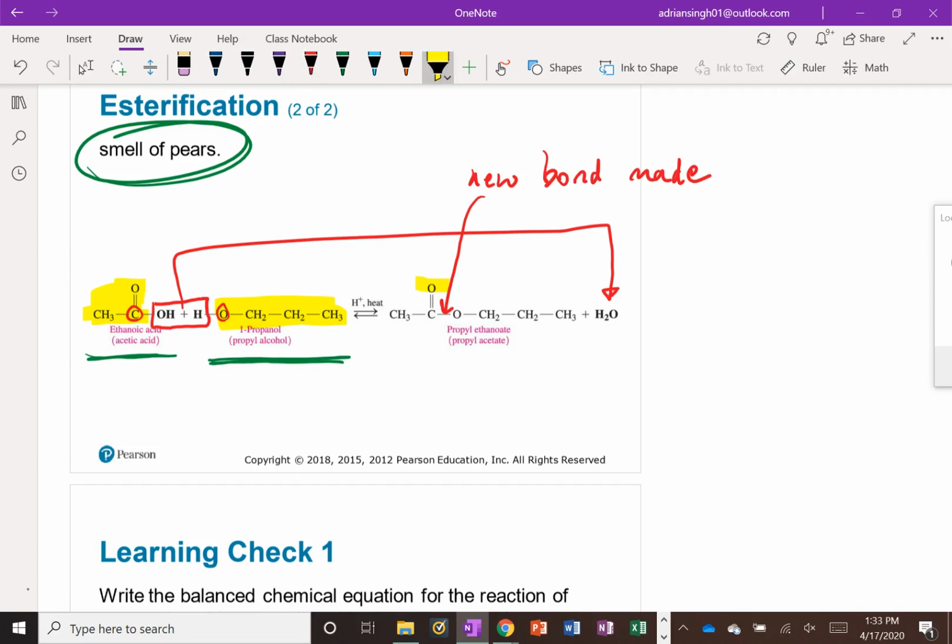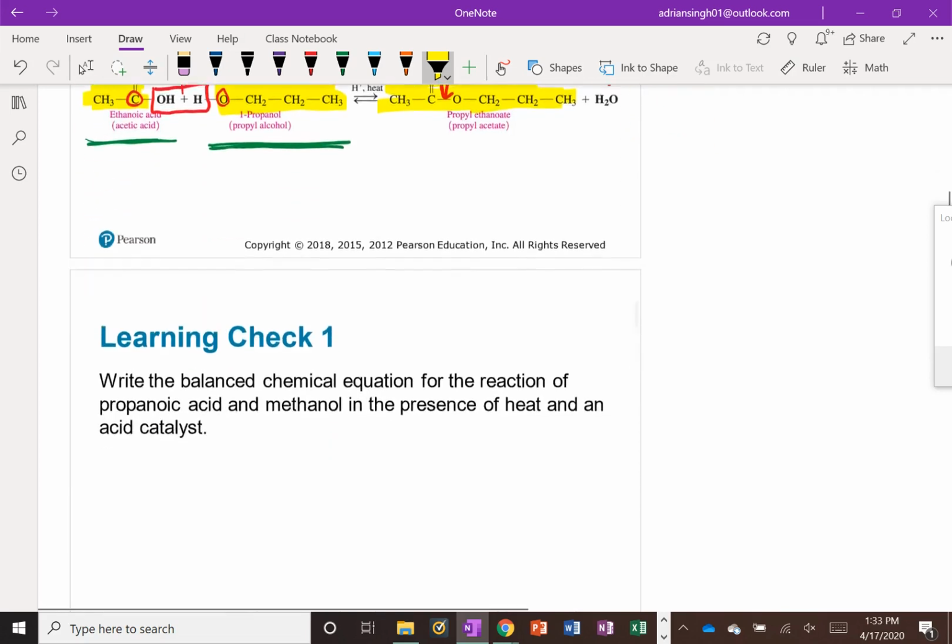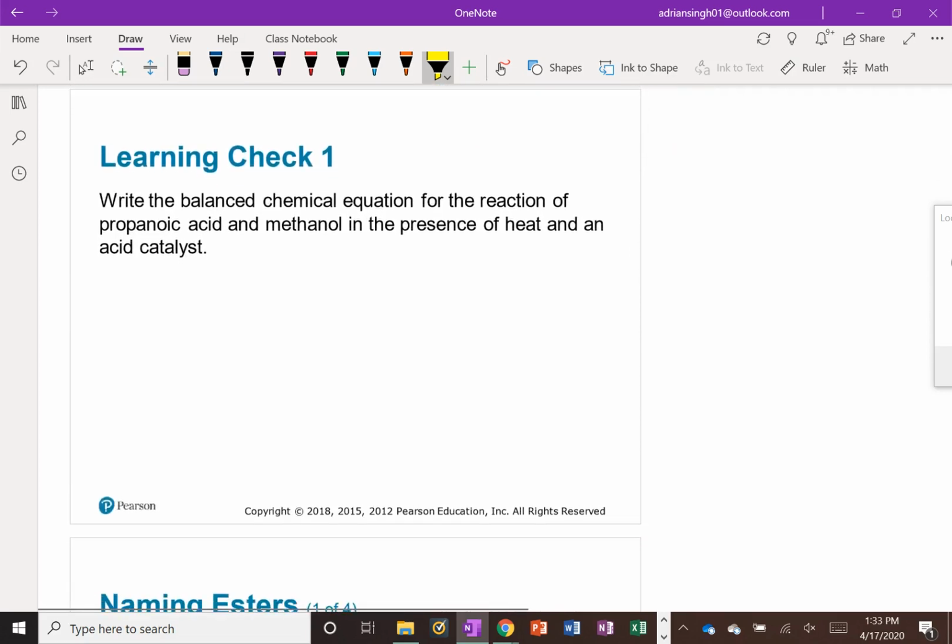All right, and then that's our ester that we end up making. In this case, the ester is called propyl ethanoate, and we'll talk about the naming here in a second. So let's take a look at how we can draw these or write these reactions. It says write the balanced chemical equation for the reaction of propanoic acid and methanol.